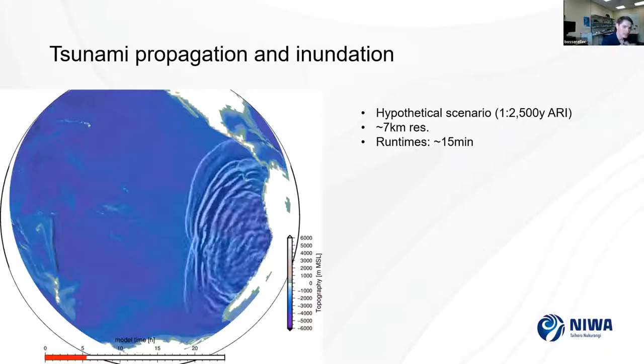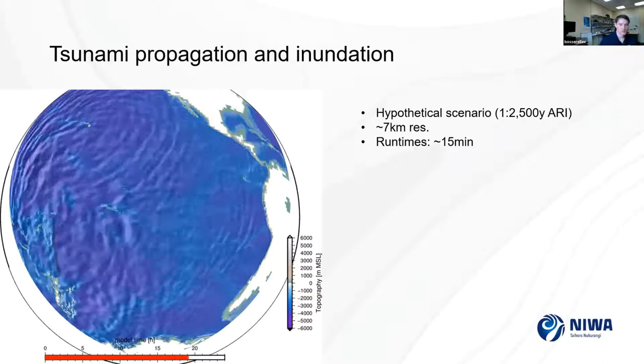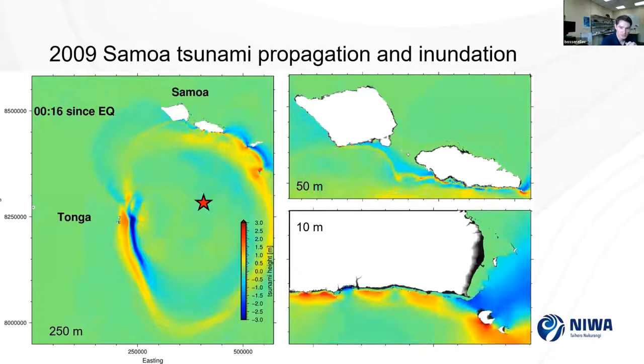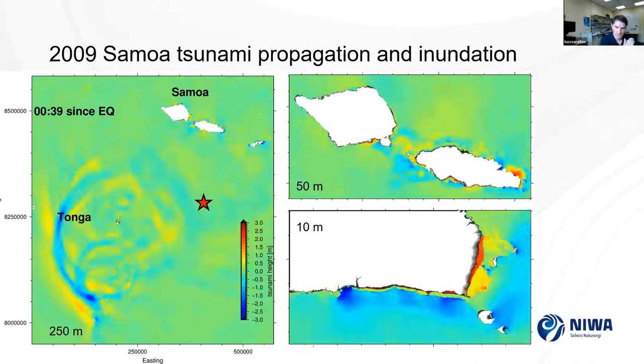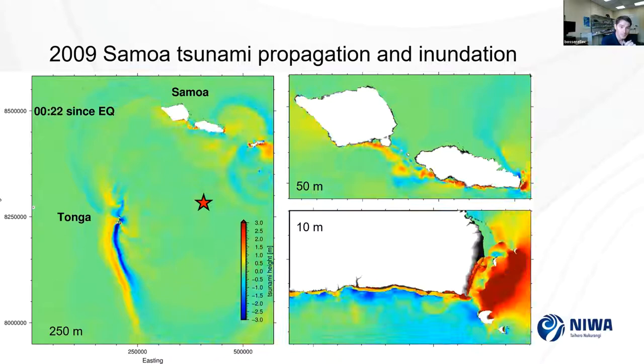Now, this information is not very useful to decide whether there is inundation or not. To do this, we need to bring the waves all the way to the shore. And this is one of the examples here. This is something that came out yesterday from a simulation I did of tsunami propagation in Samoa. So that's trying to reproduce the 2009 tsunami in Samoa.